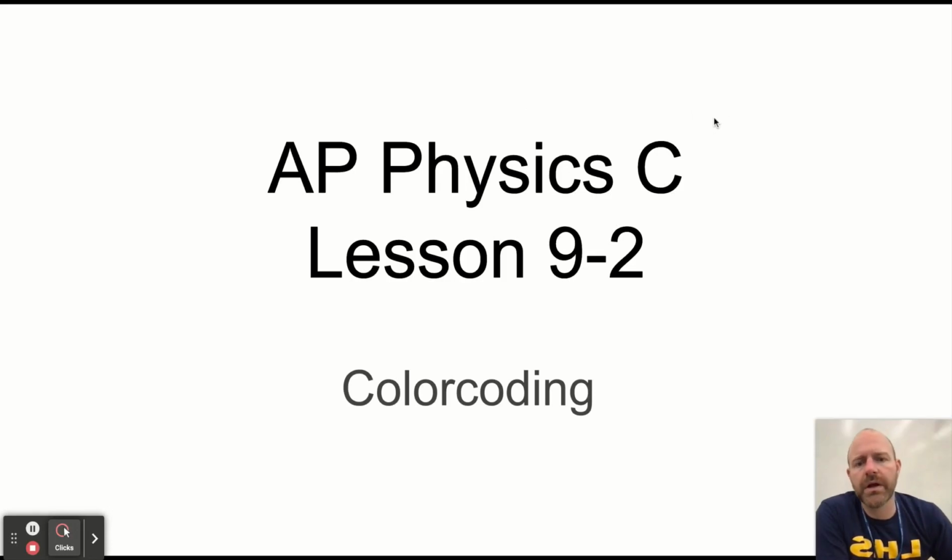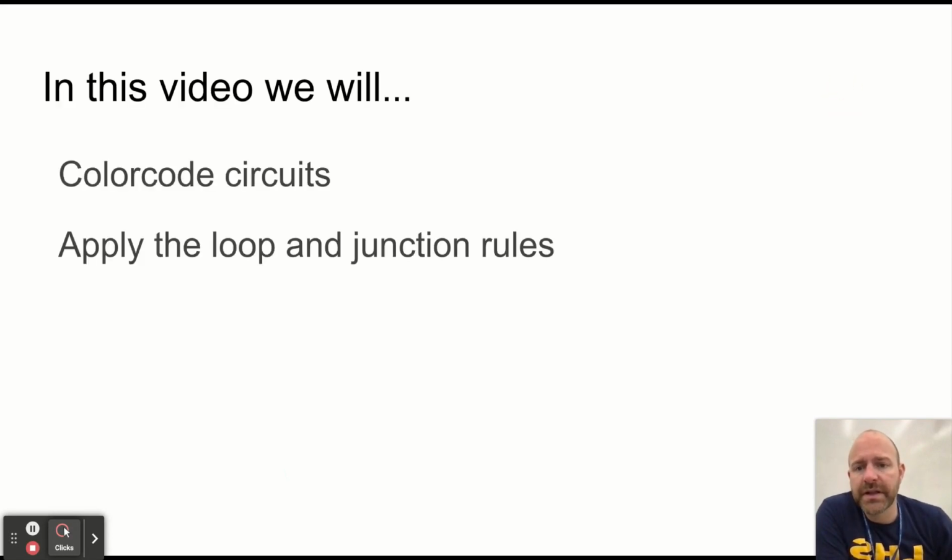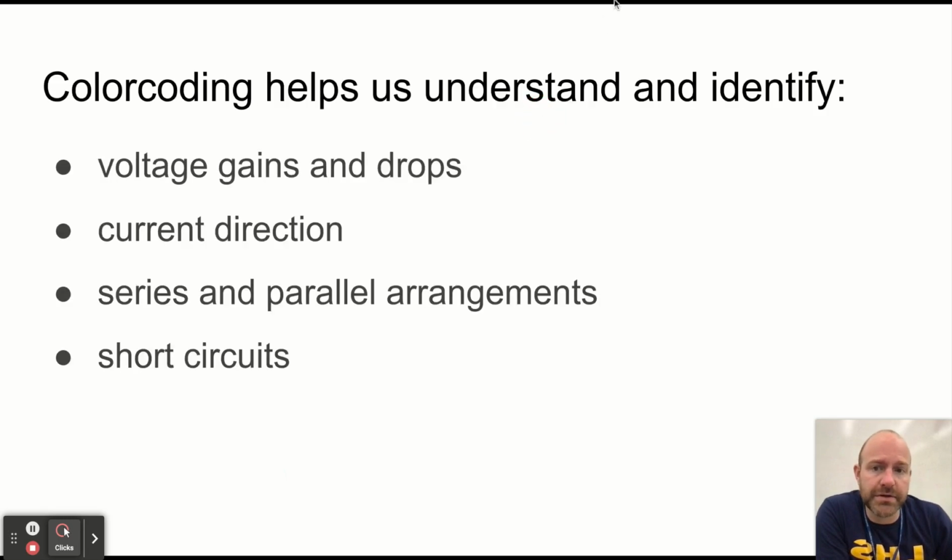In this video, we're going to look at color coding, which is a technique for looking at the voltage in a circuit. Specifically, color code circuits, and then use that to help us apply the loop and junction rules. Really, this is all about understanding the voltage gain and drop in a circuit, voltage gains at batteries and drops at other circuit elements, helping us think about current direction and the difference between series and parallel arrangements of circuits.